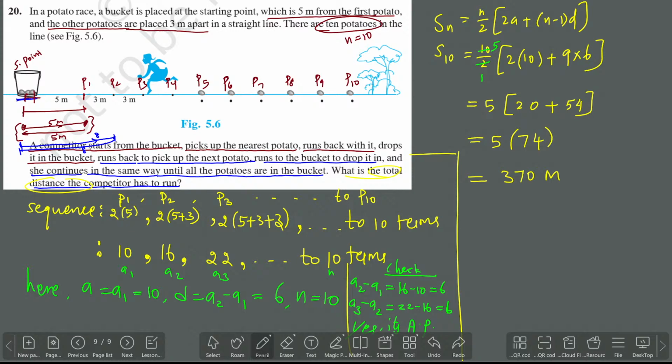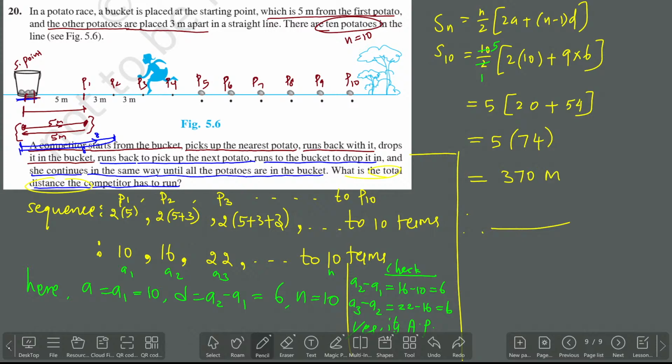Do you understand? So this is one of the important questions. And at the finishing you should write: Therefore, the competitor has covered the total distance of 370 meter. Like that you write. Is it understood, children? Right. That's it. Fifth chapter is over.